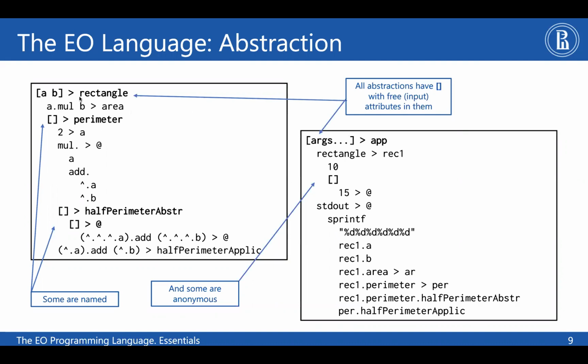Some abstractions may have a name, like a rectangle here. We put the name with this special arrow syntax. And some are anonymous, like this object. So it does not have a name, it does not have any free attributes, but it has some bound attribute, in this case, @sign, that we will talk about later.